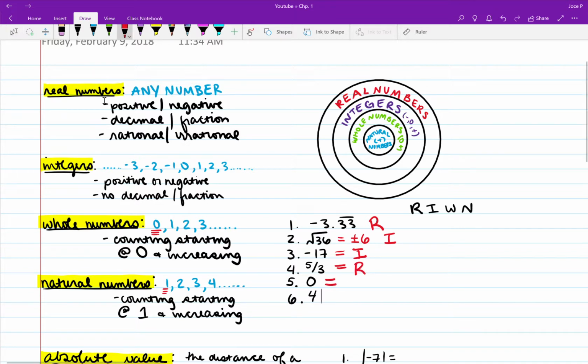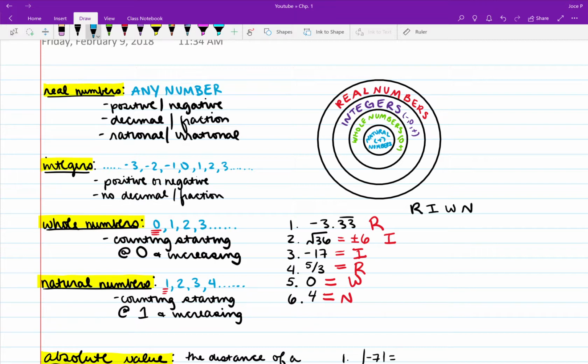0. Well, there's no decimal and no fraction, we're still good. And 0 is included in the whole numbers, so this is going to be a whole number. Lastly, 4. Well, 4 is positive. It's included in the counting numbers, and it's included in natural numbers. It's a natural number.